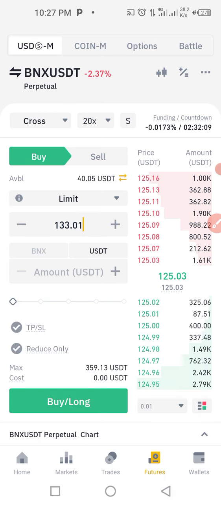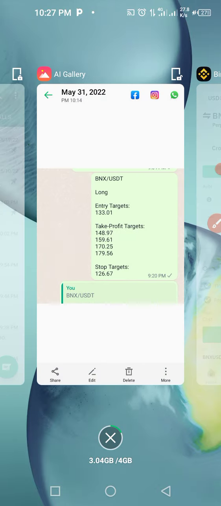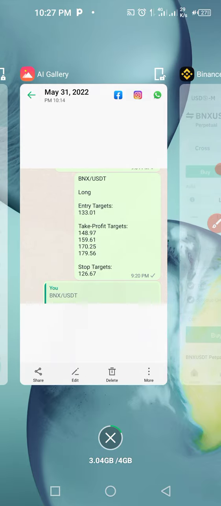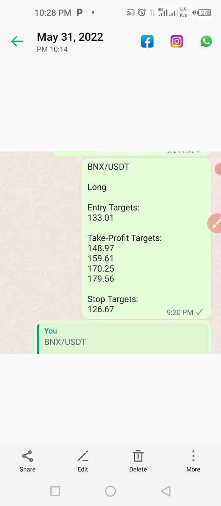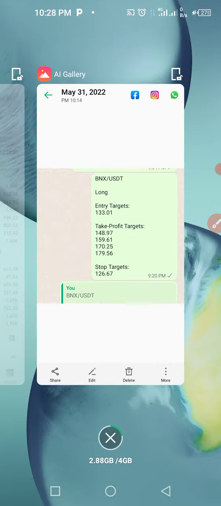So now the next thing to do is you put in your take profit and stop loss. So what I need to do is, okay, I want to take my profit when the price goes to 148.97. So you can put it here.